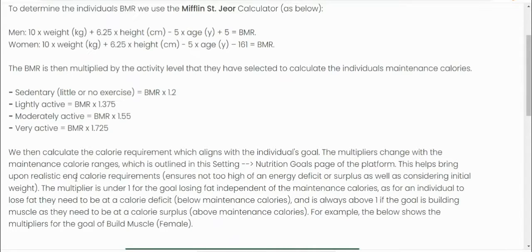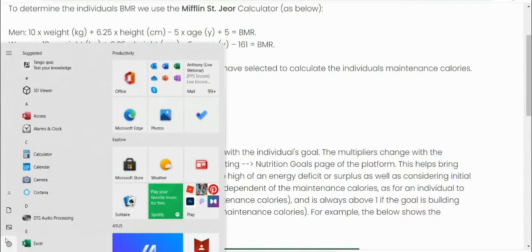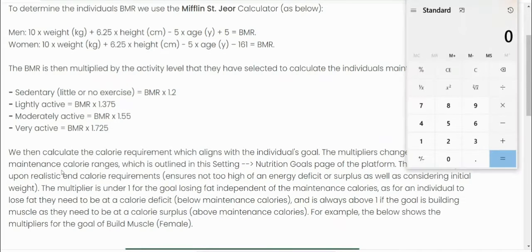So let me just bring up the calculator. Okay, so let's do these numbers. Let's use an example of an individual who happens to be a lady, and she is 80 kgs, right? So 10 times 80 gives us 800. Then we have a plus, then 6.25 times height. Let's say this individual is 175 centimeters.